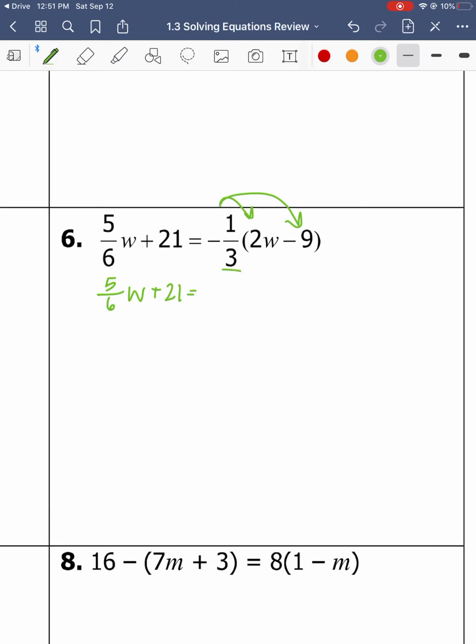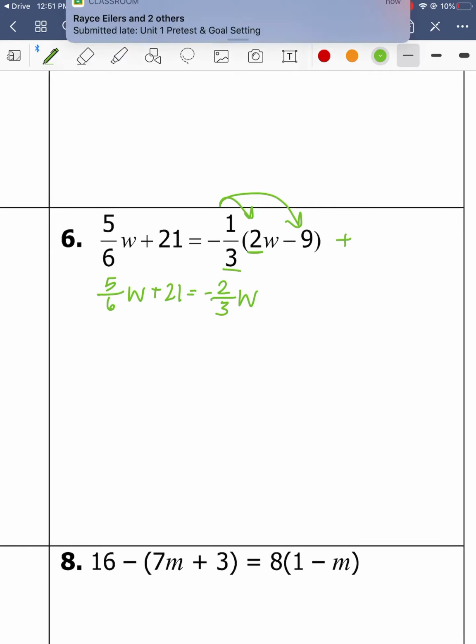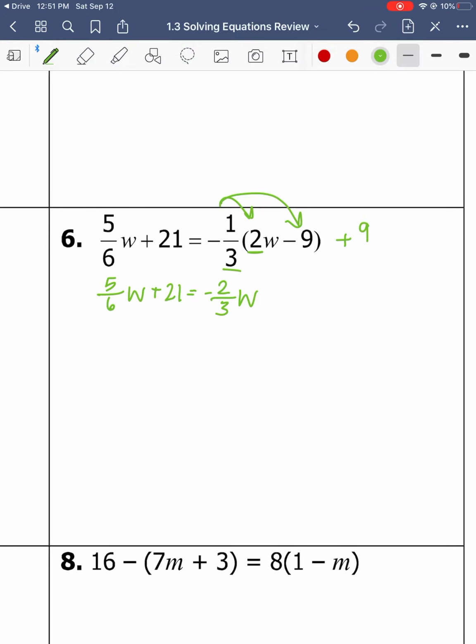We're just going to multiply the negative 1/3 by the coefficient here. That will give us negative 2/3. We're going to leave the w. And then negative 1/3 times negative 9 is going to be positive, and it's going to be 9 over 3, which is equal to 3. So then we'll just add 3 over here. Okay, the next step is to get all the variables on one side.